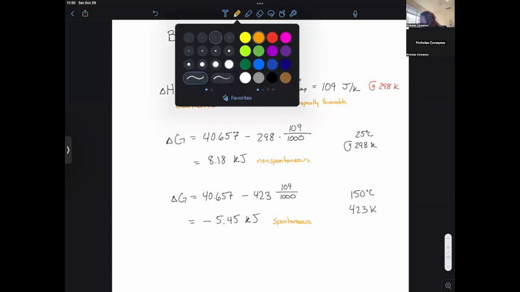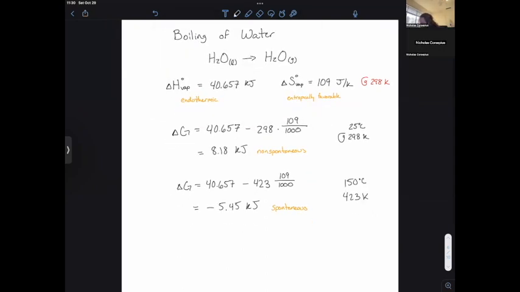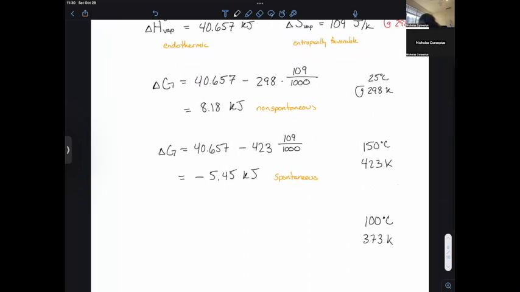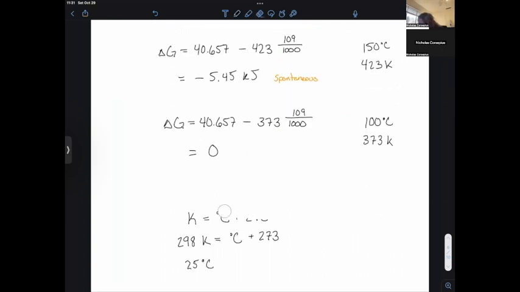All right, so now we're going to do one last calculation, but let's see what delta G is going to be at that boiling point, at that 100 degrees Celsius or 373 degrees Kelvin. Delta G equals that 40.657 minus 373 times the 109 over 1,000. And what we're going to find is the delta G is 0. Right? So this is a fairly interesting result that we're going to be able to take advantage of going forward.